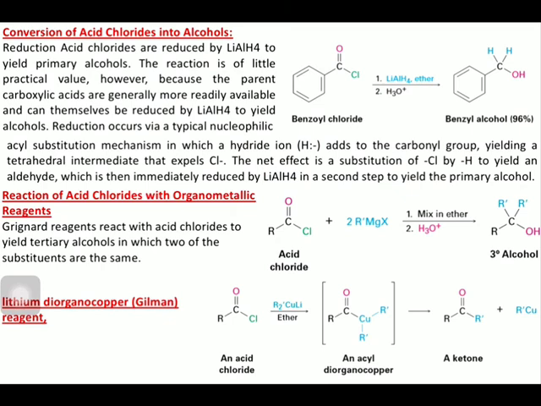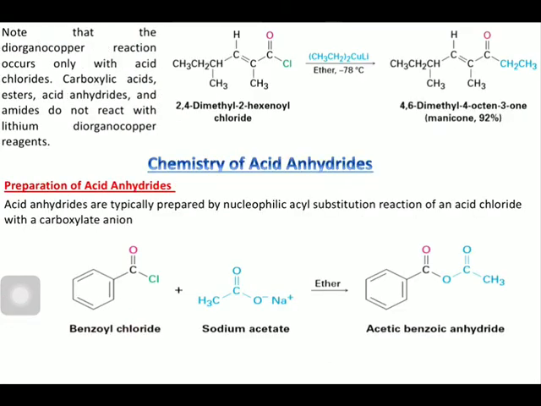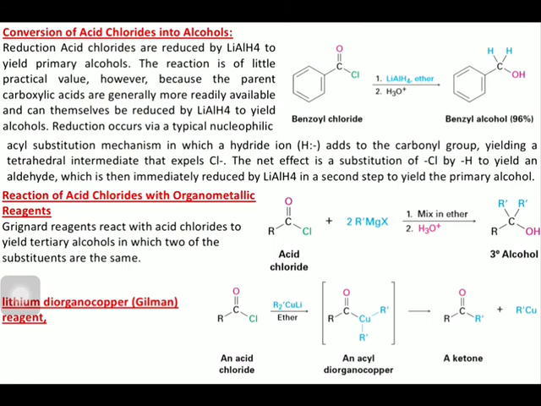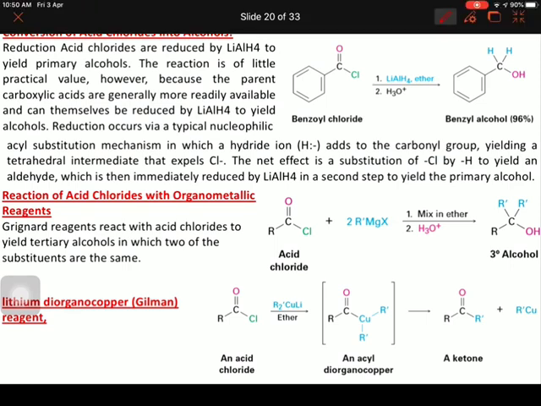Conversion of acid chloride into alcohol. For alcohol we have two options. For this reaction we either use sodium borohydride or lithium aluminum hydride, which is a stronger reducing agent, to get the alcohol. This one is too easy.